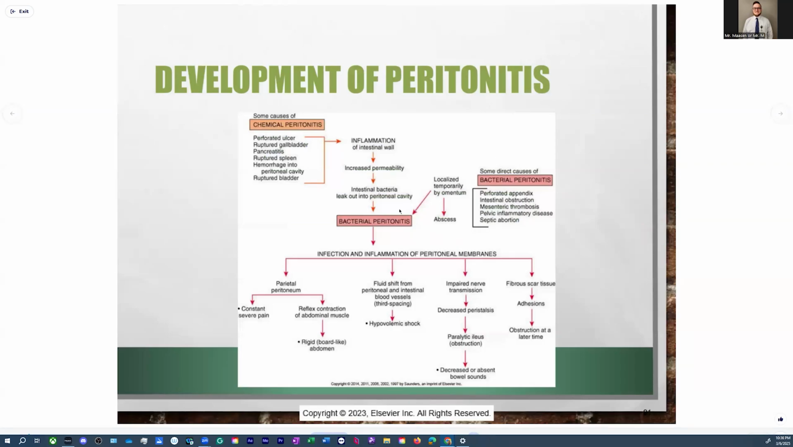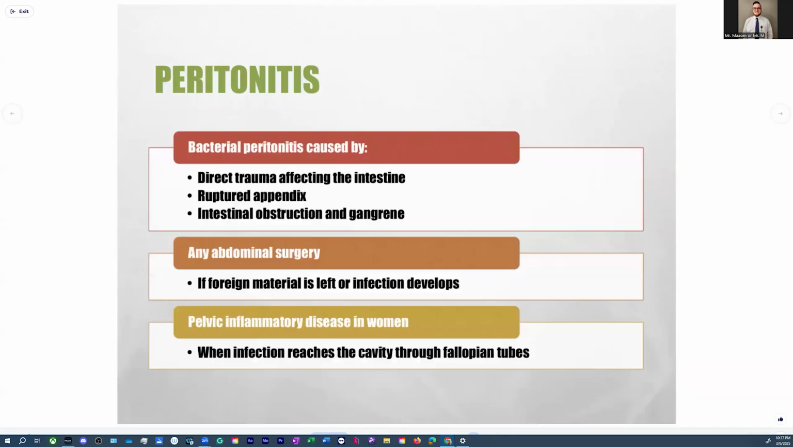This kind of talks about its pathway, but I don't think this is too detailed for us. Just think of peritonitis as, again, some kind of trauma in the intestines, like a ruptured appendix, or a bowel obstruction, a blockage in the bowel that causes the bowel to rupture and die. It's bad news. Foreign material left in abdominal surgery would be very bad. And actually, PID, pelvic inflammatory disease in women, related to inflammation of their fallopian tubes, can lead to peritonitis.